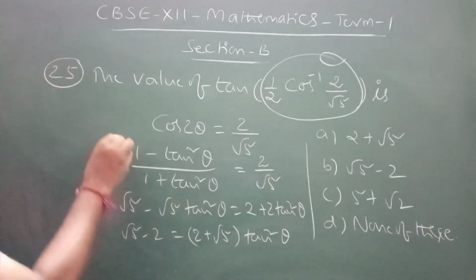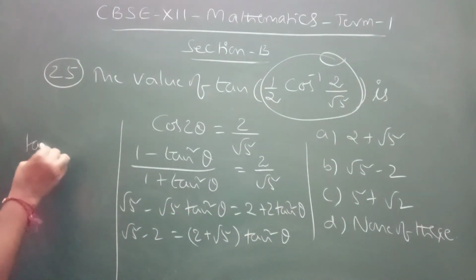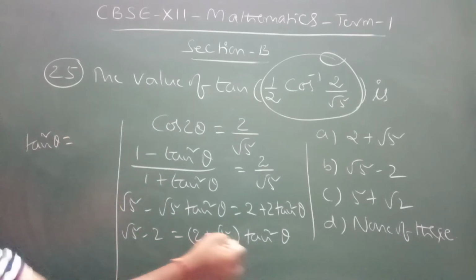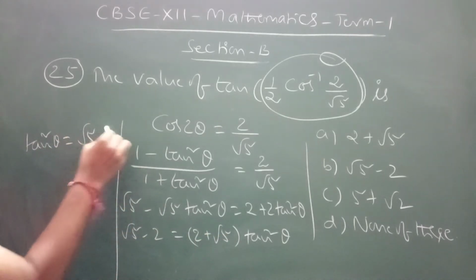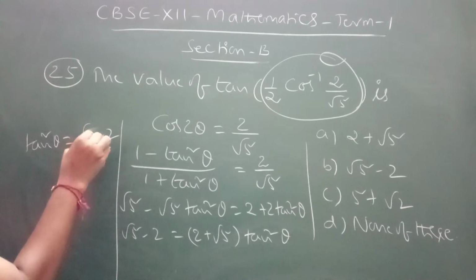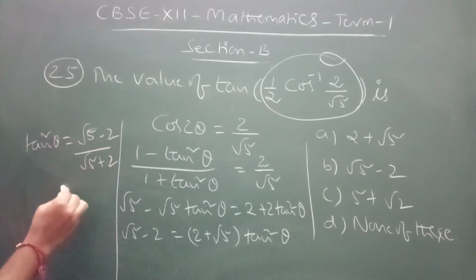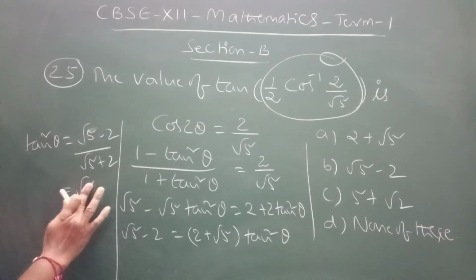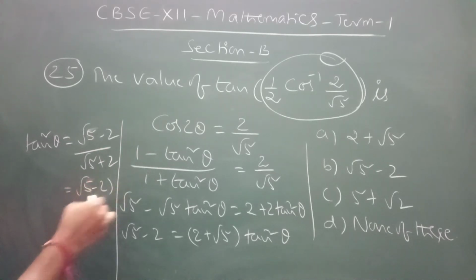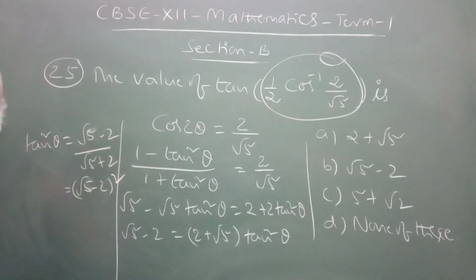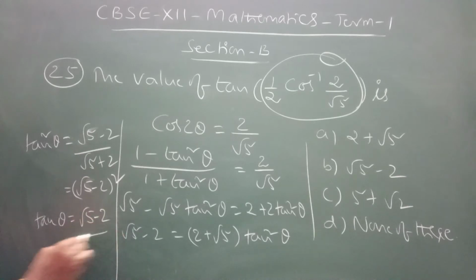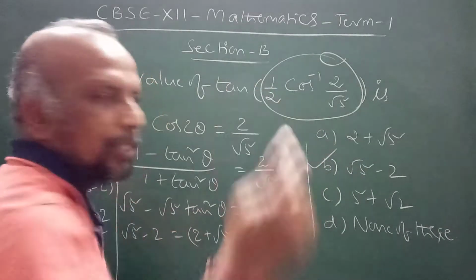Correct. From this I can write tan square theta equal to root 5 minus 2 by root 5 plus 2. If I rationalize this, it will become root 5 minus 2 whole square. This is tan square theta. I want tan theta only. So tan theta equal to root 5 minus 2. So root 5 minus 2 is our answer.